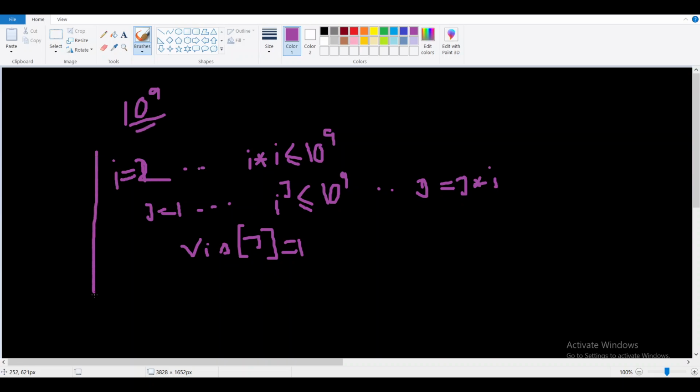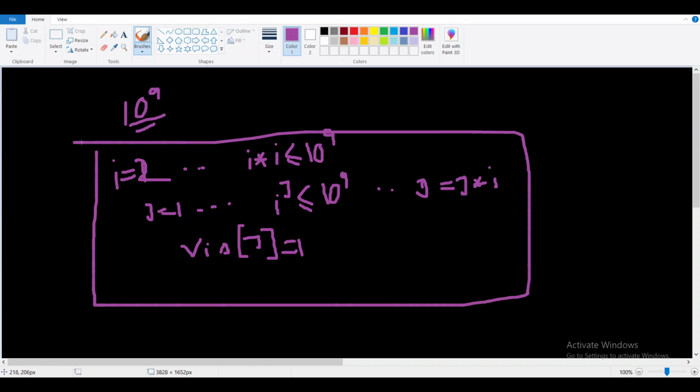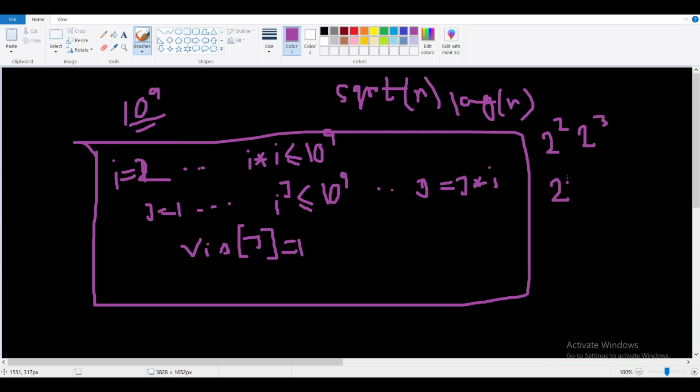Now what is the time complexity of this algorithm? The time complexity of the algorithm will be nothing but square root of n times log of n. Why? Here you can see that the value of i is at max square root of n, right? And how many times is j getting multiplied? Let's take the smallest value 2. We are multiplying it by 2 squared, then 2 to the power 3, like that. Then we can say 2 to the power k is less than or equal to n, then k is less than or equal to log n.